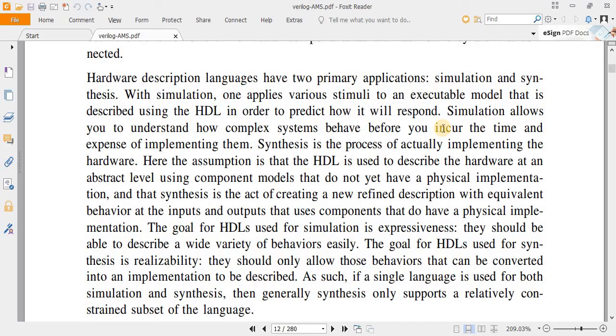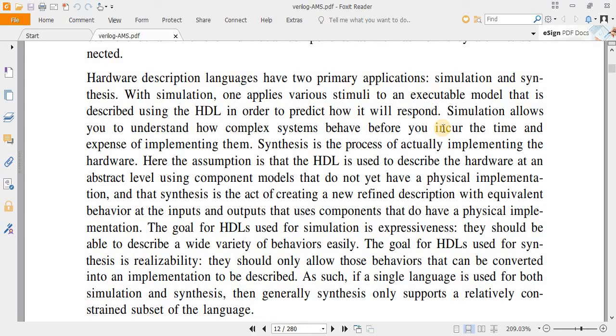The goal for HDLs used for simulation is expressiveness. They should be able to describe a wide variety of behaviors easily. The goal for HDLs used for synthesis is realizability. They should only allow those behaviors that can be converted into an implementation to be described.